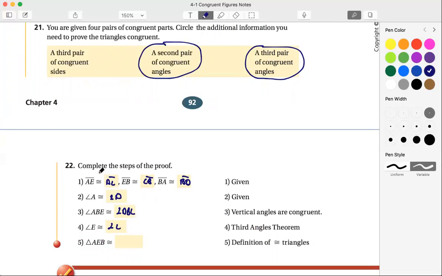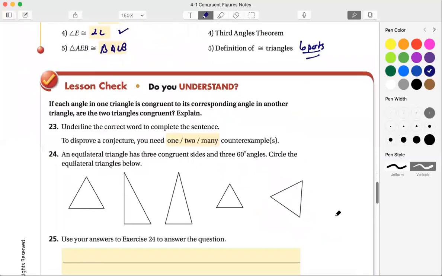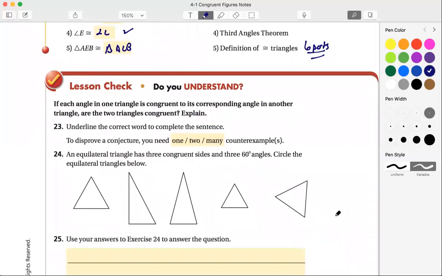Now, 1, 2, 3, 4, 5, 6 pieces of information. I now have proven all 6 parts congruent. Therefore, triangle AEB must be congruent to triangle DCB by the definition of congruent triangles. All 6 parts are congruent. Okay. So, did we understand what we just did there?